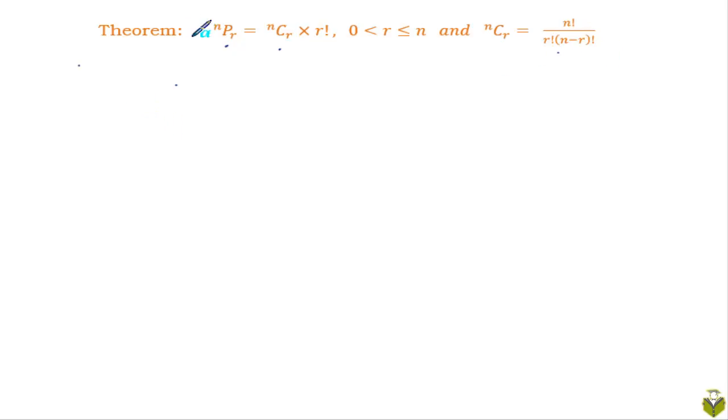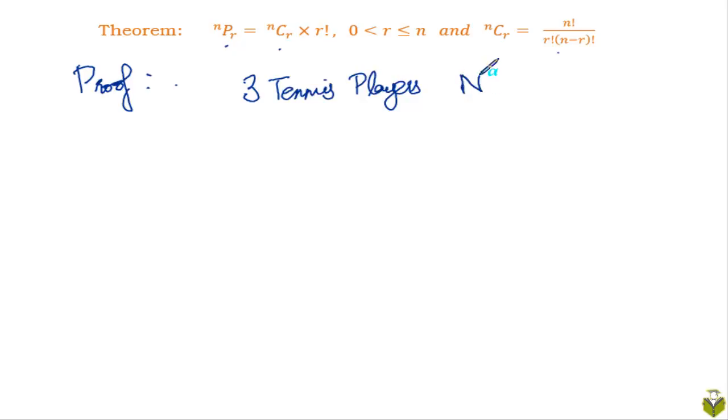Before going into the proof for the general case of n objects, I'll look at the special case which we had already covered. So as part of the proof, I will just go through that. We had these three tennis players before. I called them with their first names Nadal, Federer, and Djokovic: N, F, and D. And we were trying to form a doubles team.